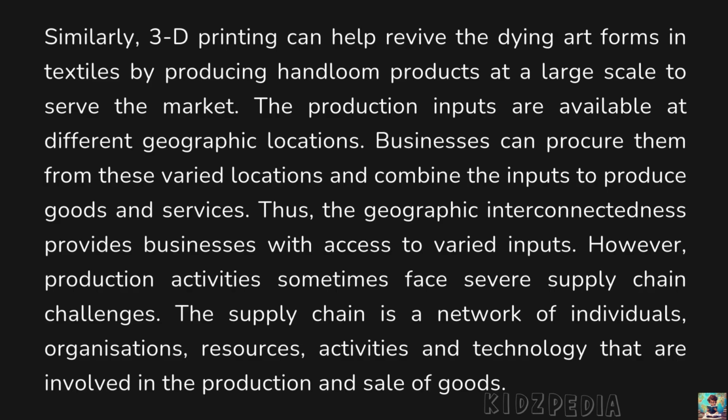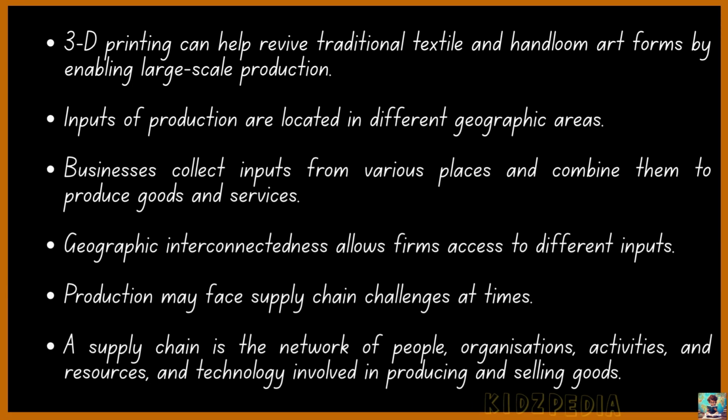However, production activities sometimes face severe supply chain challenges. The supply chain is a network of individuals, organizations, resources, activities, and technology that are involved in the production and sale of goods. So, just like machines change agriculture, new technologies like 3D printing can help revive traditional textile and handloom art forms. These products, which were earlier made only in small quantities, can now be produced on a larger scale and sold in the market.